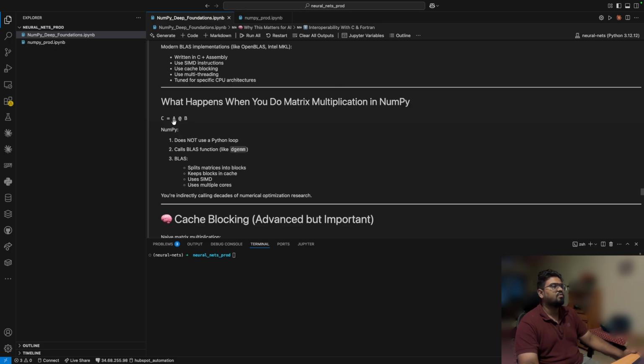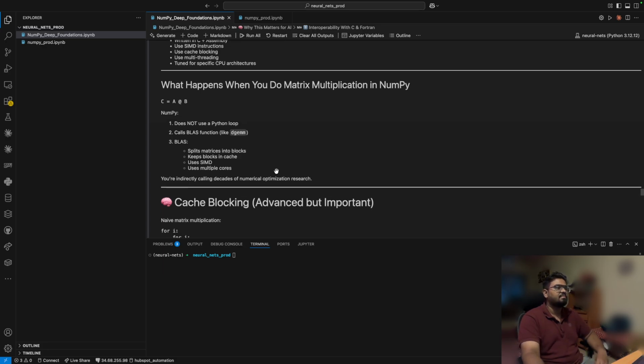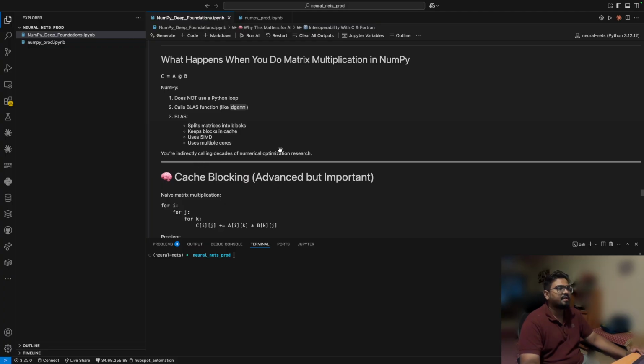Let's break this down. If I do some matrix multiplication in NumPy, it does not use loops. It uses SIMD and calls BLAS functions like dgemm, and BLAS splits matrices into blocks depending upon the size of the register, like 256 bits or 128 bits of register. Then it keeps the blocks in the cache, uses SIMD, and then uses multiple cores. Multiple cores is nothing but multi-threading, so that you can do the operations in parallel inside different threads, and then you take the results from the threads. So that's another way of reducing the time complexity.